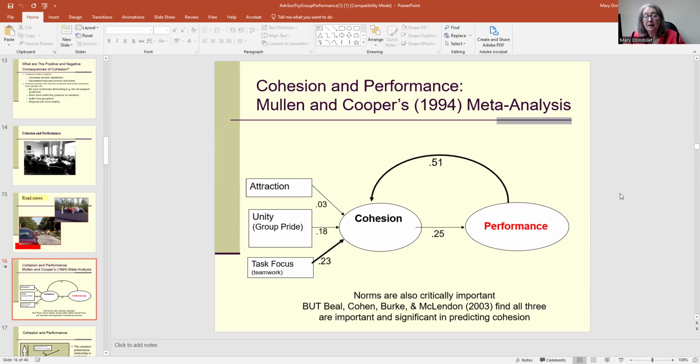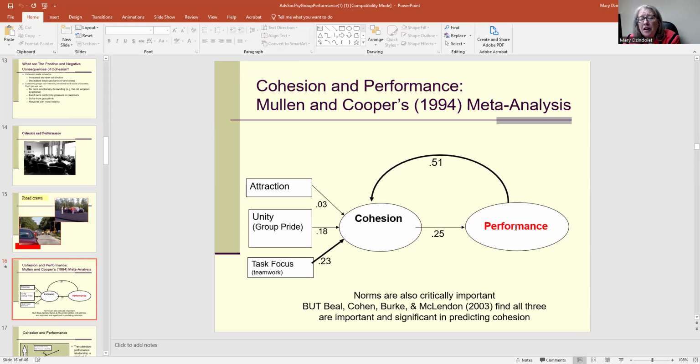To be completely upfront, I had this graph already made from a presentation that I had made a long time ago, and so I just didn't make another graph. But this kind of research keeps showing up over and over again. And you can see here that the correlation between cohesion and performance was real high at 0.25.